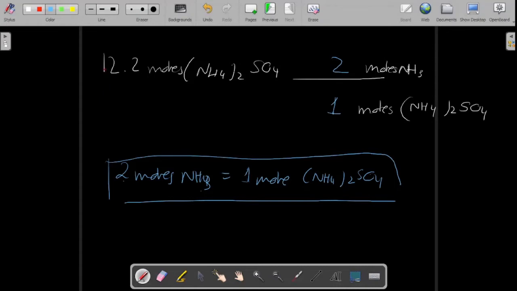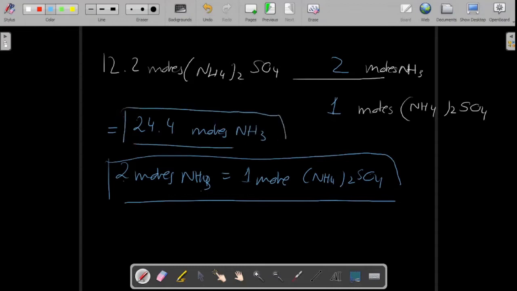Now I do the math. 12.2 multiplied by 2 divided by 1. That doesn't change anything anymore. So if I do the math, putting it all in the calculator, it comes out to 24.4 moles of ammonia. This is your answer. I used the recipe to know how much ammonia I would need if I wanted to produce 12.2 moles of the fertilizer.